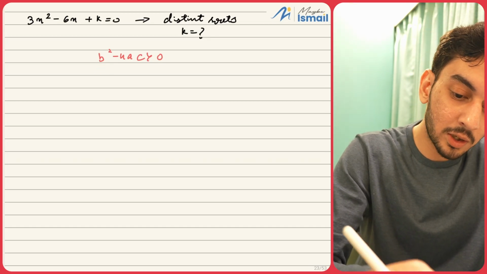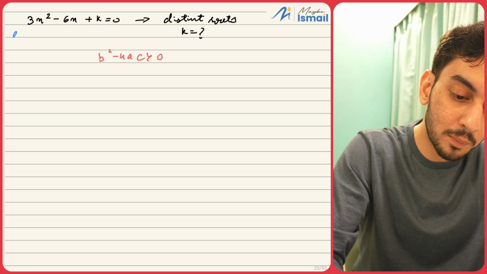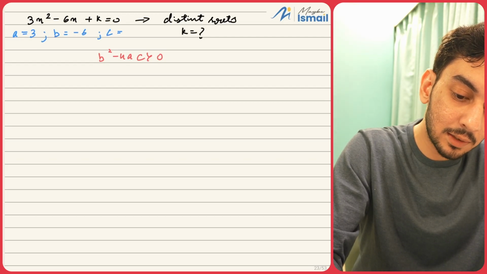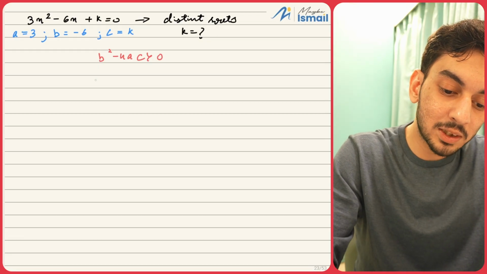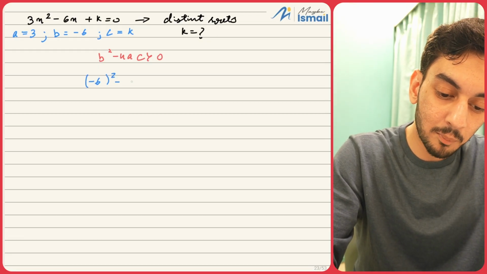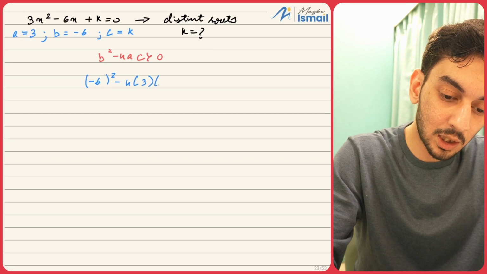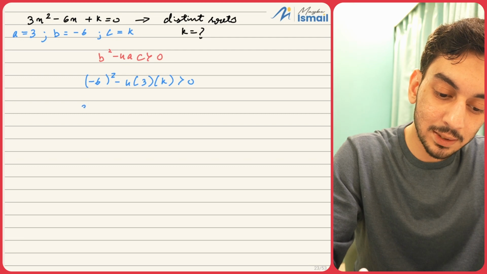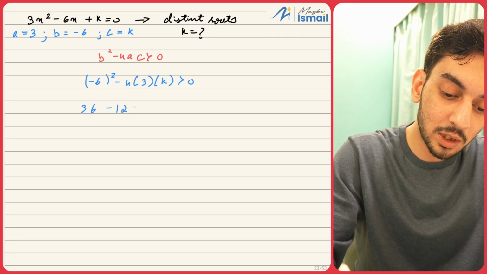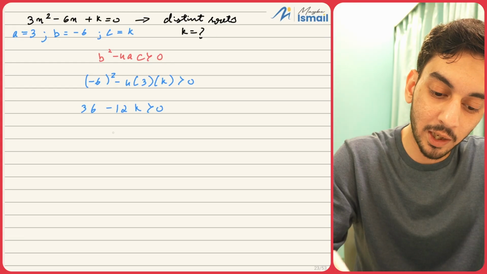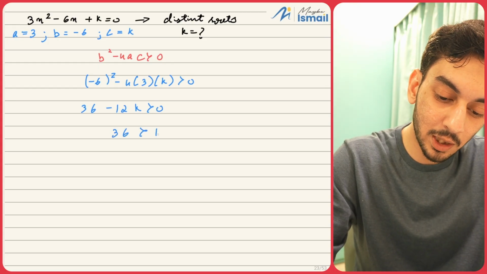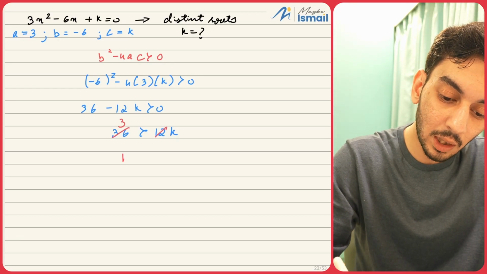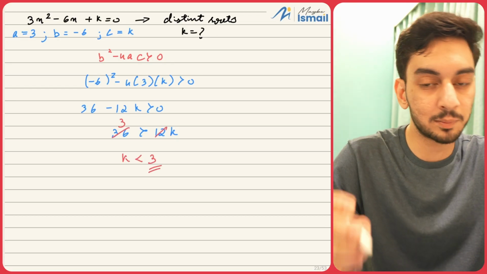B square, oh, I didn't write the values of a, b and c. So over here a would be 3, b would be negative 6 and c would be k. So b square, which means negative 6 squared, minus 4 times a, which is 3, times c, which is just k, has to be greater than 0. Negative 6 square is 36 minus 4 times 3, which is 12k, greater than 0. I send the 12k to the other side. So 36 has to be greater than 12k. 12 times 1 and 12 times 3. Hence k has to be less than 3. That is my final answer.